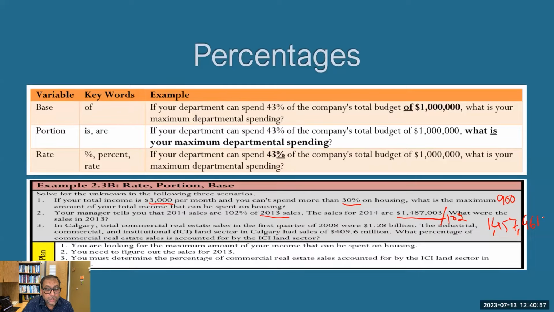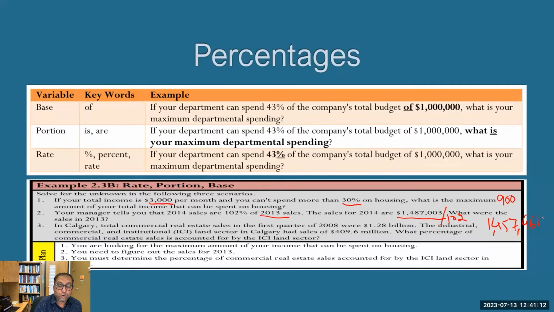In Calgary, total commercial real estate sales in the first quarter of 2008 were 1.28 trillion. The industrial, commercial, and institutional ICI land sector in Calgary had sales of 409.6 million. What percentage of commercial real estate sales is accounted for by the ICI land sector?